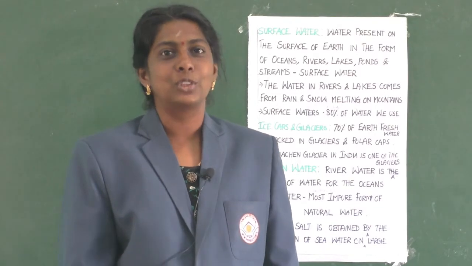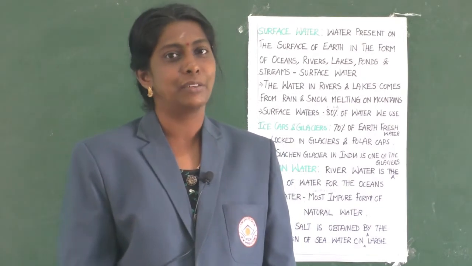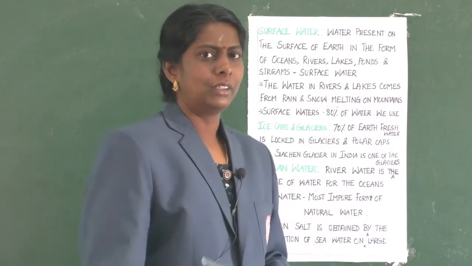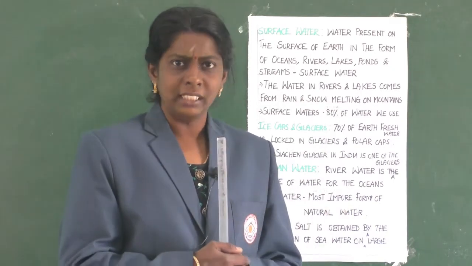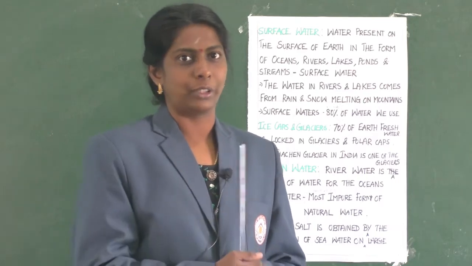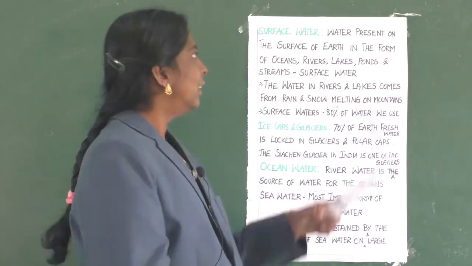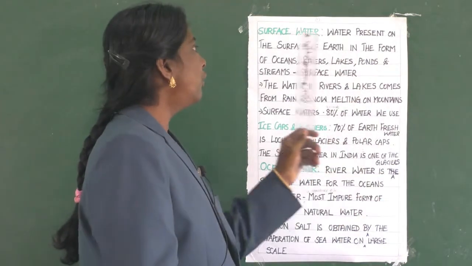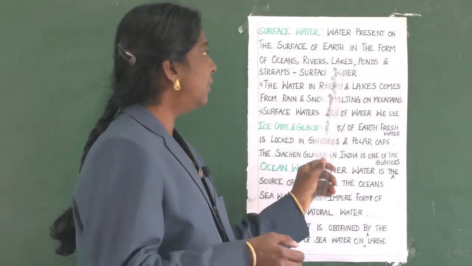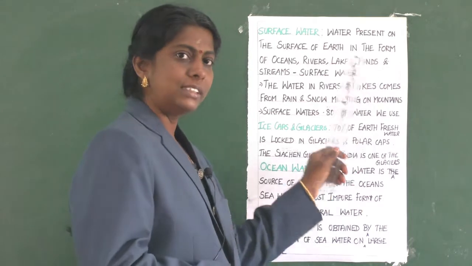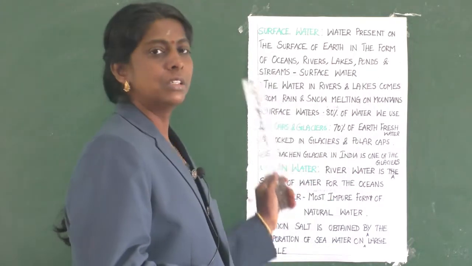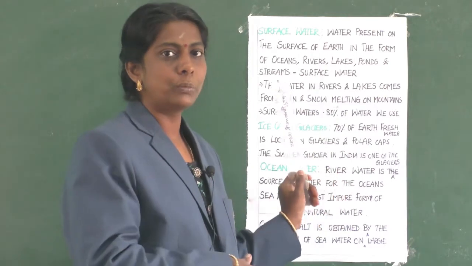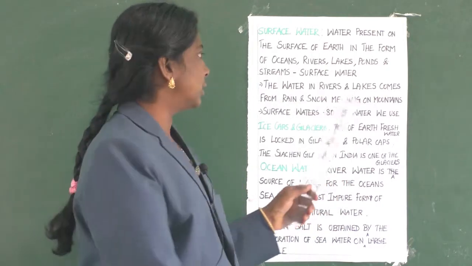Now the next source of water is surface water. So what is this surface water? The water which is present on the surface is surface water, isn't it? Water present on the surface of the earth in the form of oceans, rivers, lakes, ponds and streams is called surface water. They are the different forms of surface water.